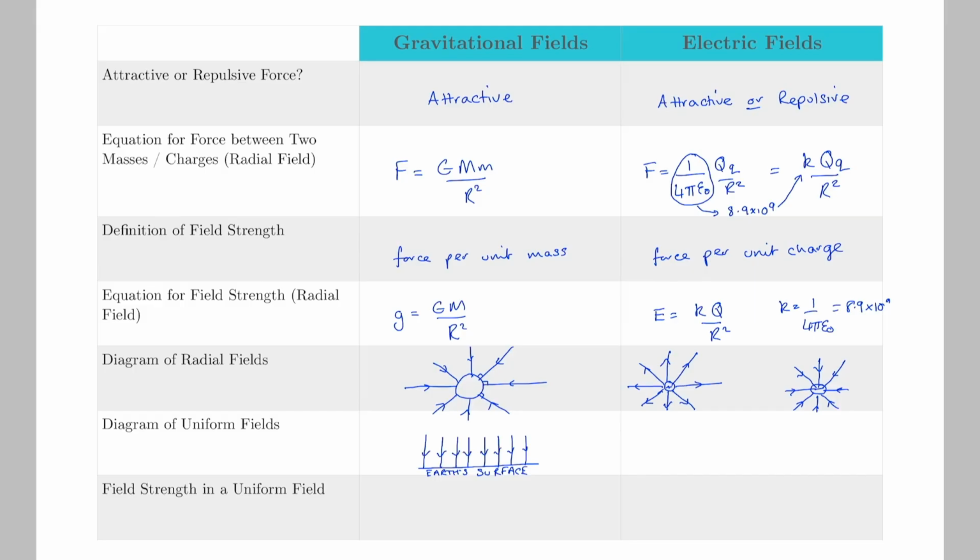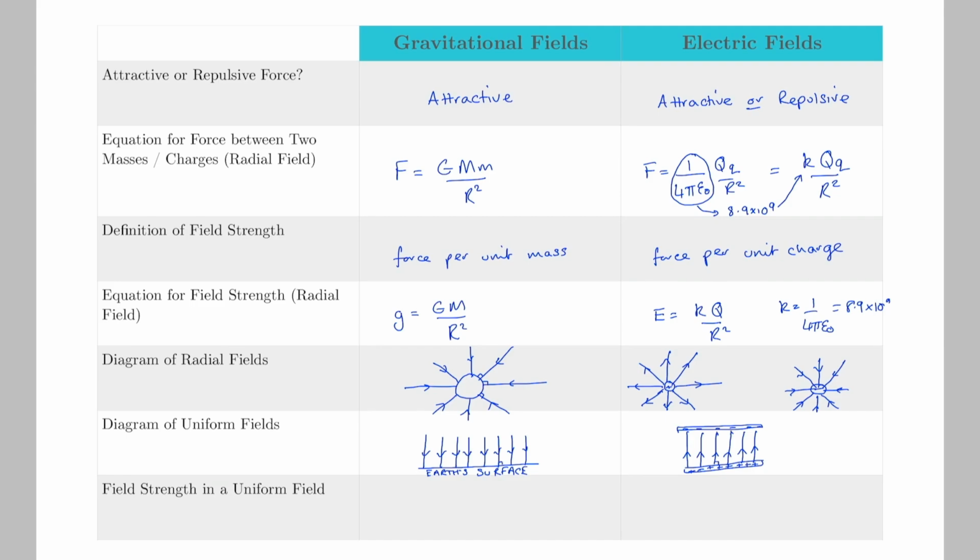You can also make a uniform field for electric fields. You have two plates. One is positively charged, these little positives here. One is negatively charged. The positive charge would repel from the positive plate and move towards the negative plate. These lines are equally spaced, they're parallel, and again, they are perpendicular to the surface of the plate or the Earth's surface.